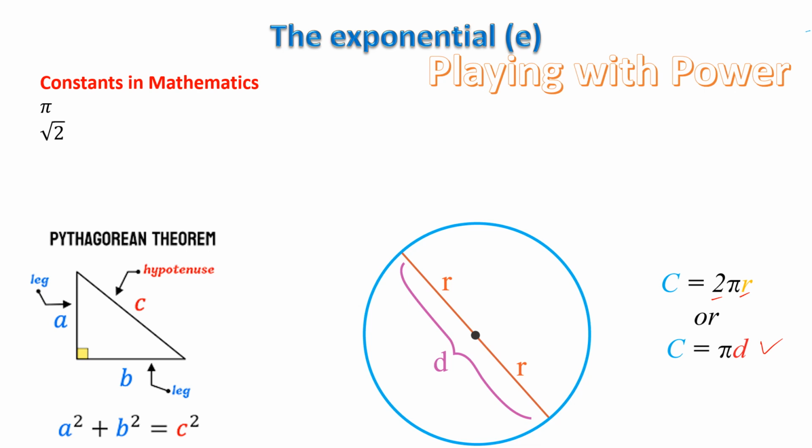If you take a equal to 1 and b also equal to 1, then c is equal to under root of a square plus b square, that is 1 square plus 1 square, that is equal to 2, and this is another constant. i equal to under root of minus 1 cannot be further solved, and we have designated it a status of imaginary number.